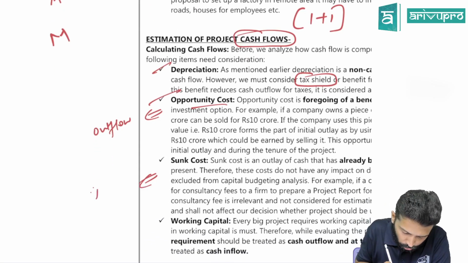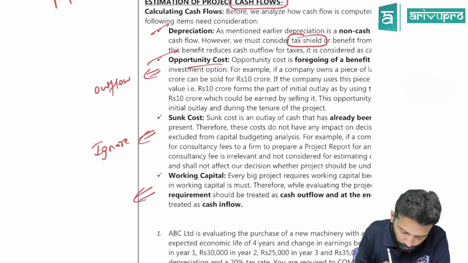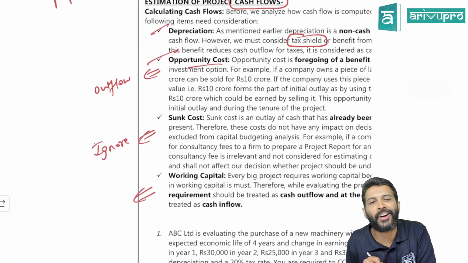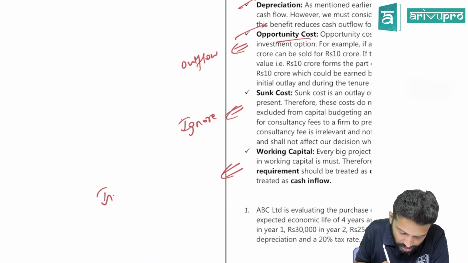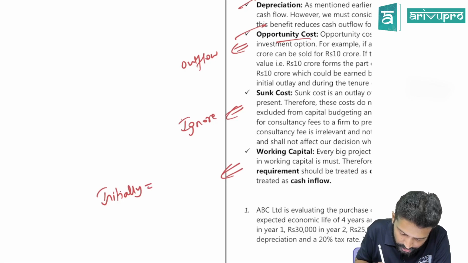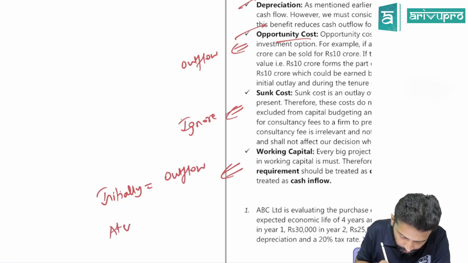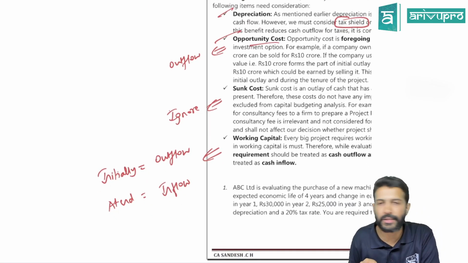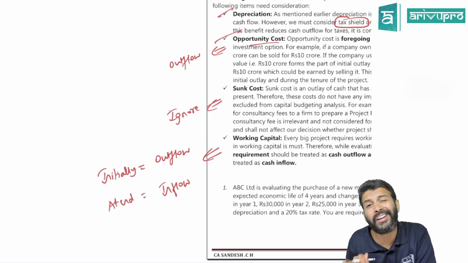Sunk cost, you ignore. It's already sunk. Why do you want to revive it? Someone is already dead, why do you want to revive them? Leave it. Sunk cost you ignore. Working capital, initially you consider it as an outflow, and at the end you consider it as an inflow. All these are problem-specific adjustments, which we will discuss one by one when we hit the problem.